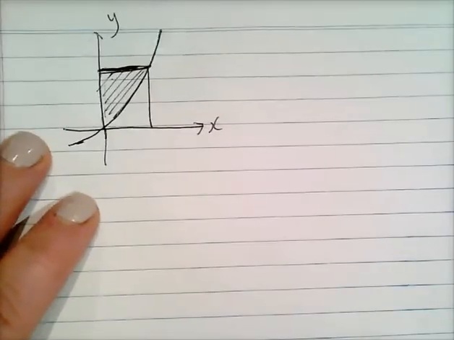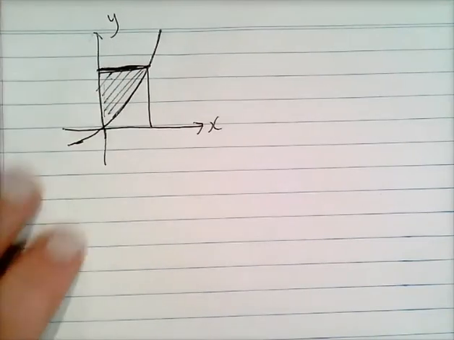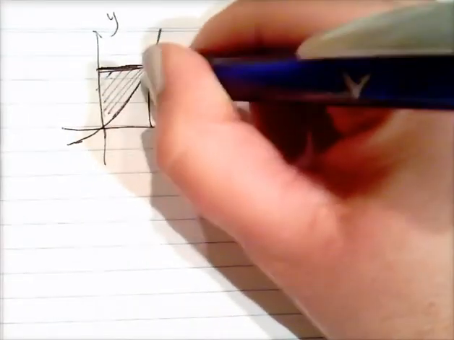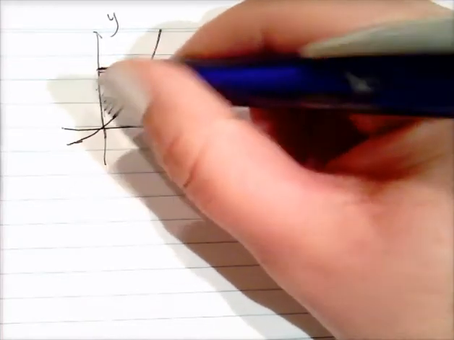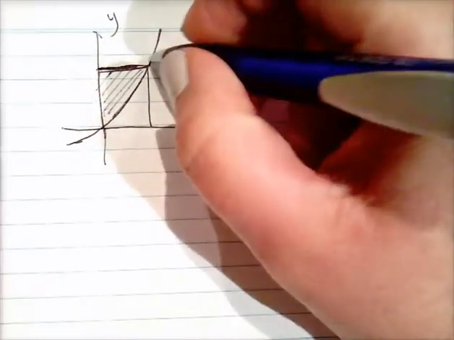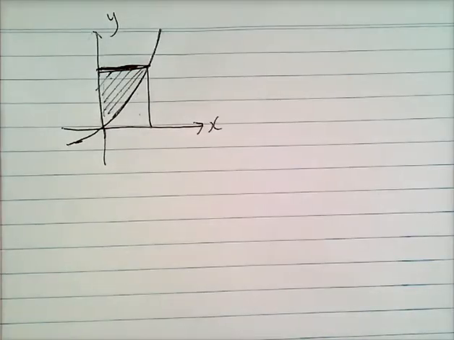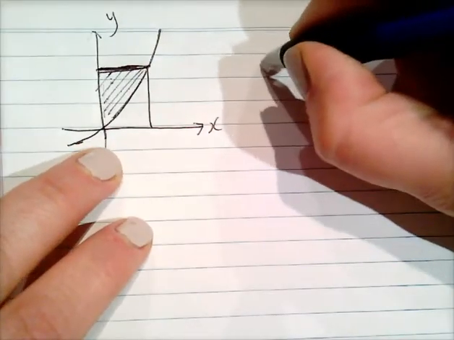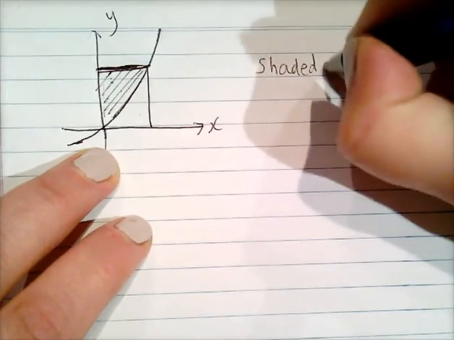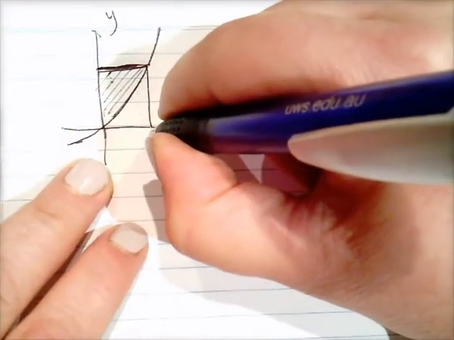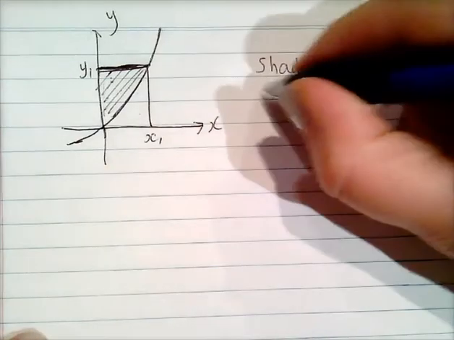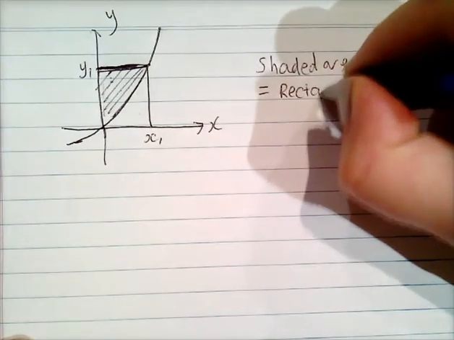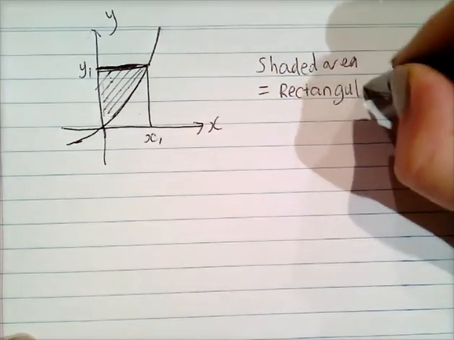But this may be a function that you cannot integrate with respect to the y-axis. So if this is a function that you can only integrate with respect to the x-axis, then there is another way of finding this area up here. Now I'm going to call this value x1 and this value y1. So the shaded area will actually be the rectangular area.